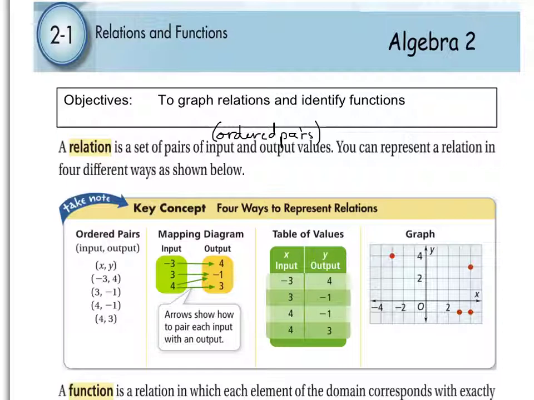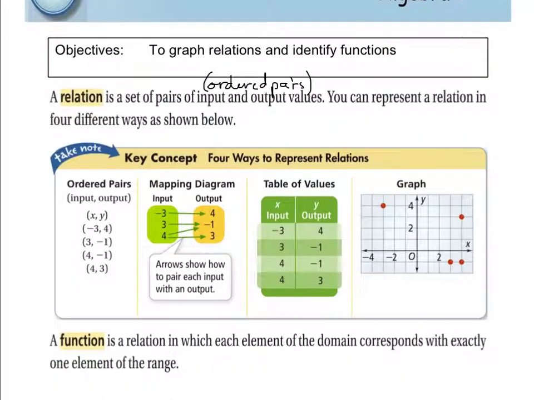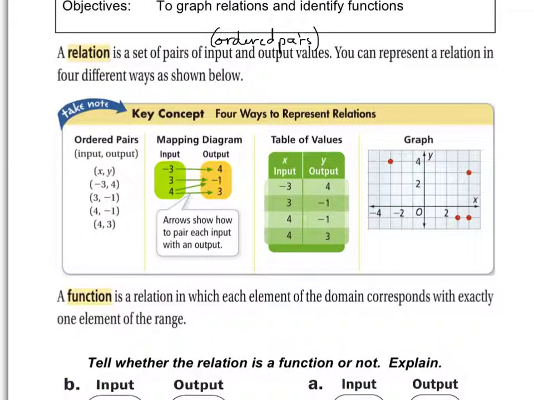You could use a table of values to represent a relation, okay, where you have the X values in the left column, the Y values in the right column, or you could have them from left to right where the X is on top and the Y is on the bottom. Or the fourth way to represent a relation is just by plotting the ordered pairs, graphing them, okay? So there's 4 ways to represent a relation, and you're going to have to represent all 4 different ways here as we look at these problems, okay?